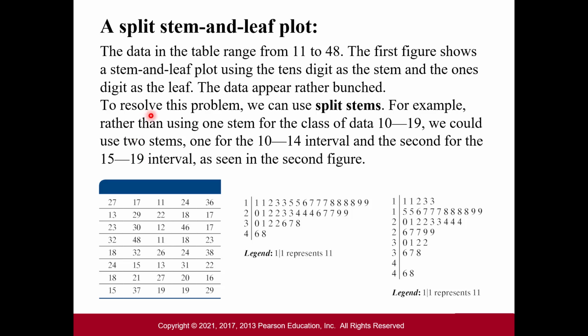So what we can do to resolve this problem is to use split stems. For example, rather than using one stem for the class 10 to 19, we could use two stems and cut it in half. So 10 to 14 for one interval, and then 15 to 19 for the other one. So you can see here, we split it up so that it's not stretched out so much in terms of the leaves. Notice, for example, for 2, we go with the leaves for 2 from 0 to 4, and then the next set for 2 would have 5 through 9.